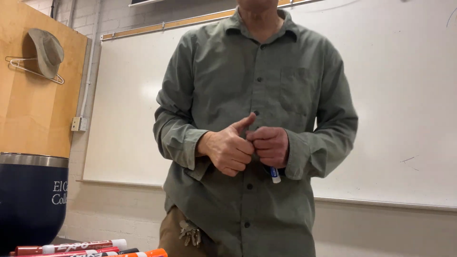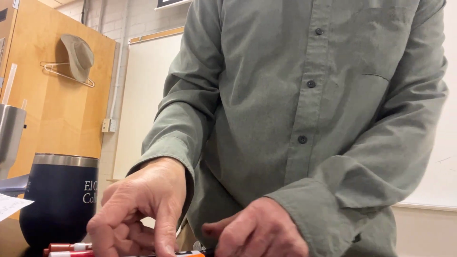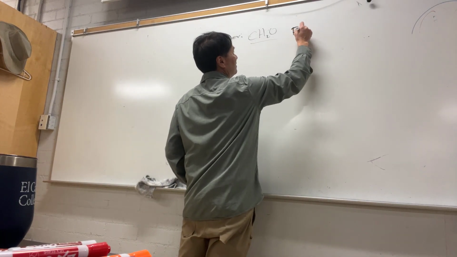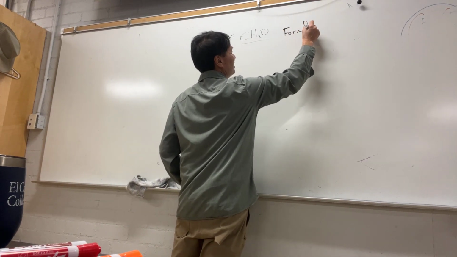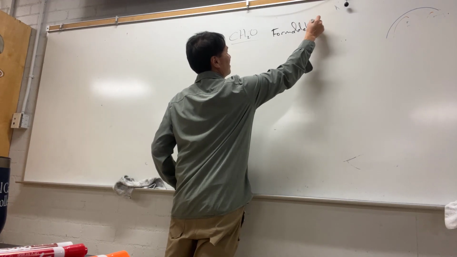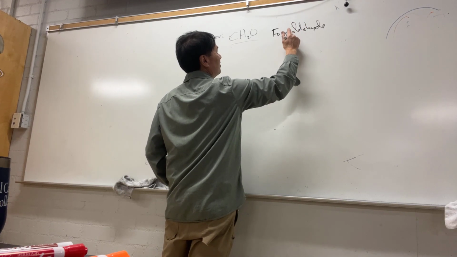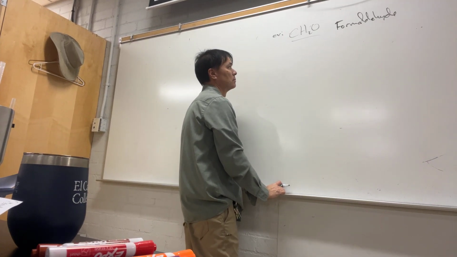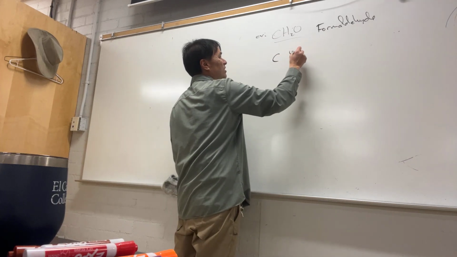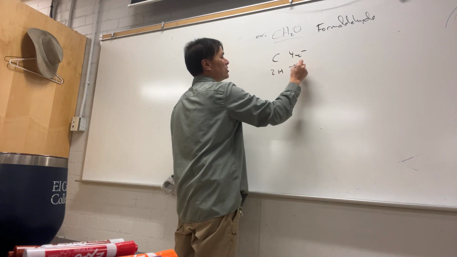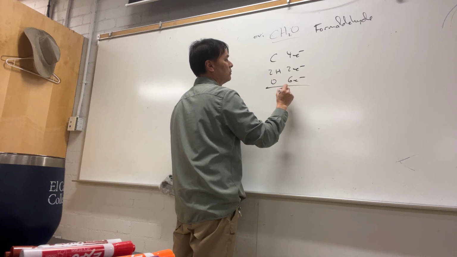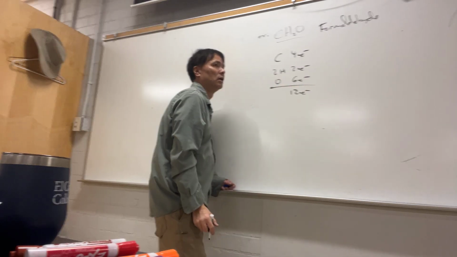Carbon has 4 electrons, 2 hydrogens is 2 electrons, and oxygen is 6 electrons. So altogether we have 12 electrons. So we try to come up with a skeleton for this. How does that look? That doesn't look right. Let me fix that. How does that look? Does that look good?